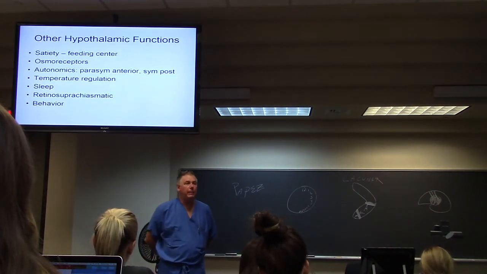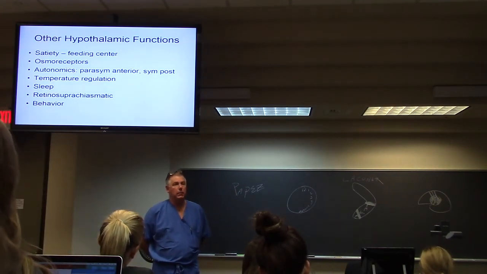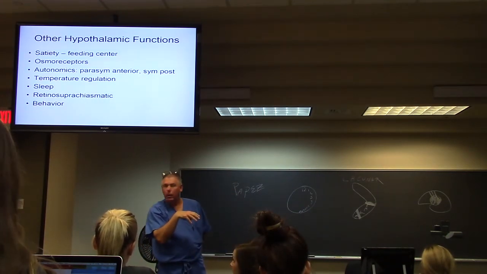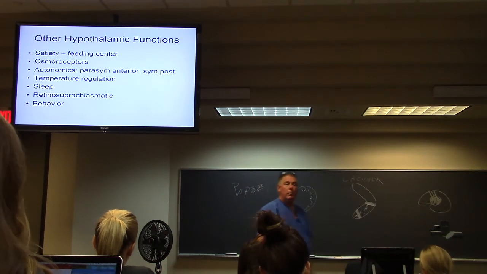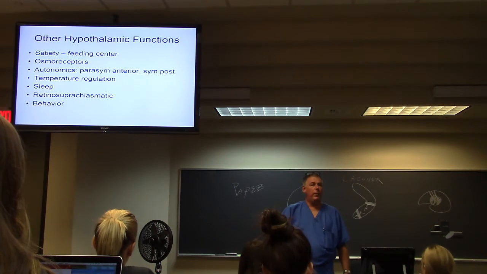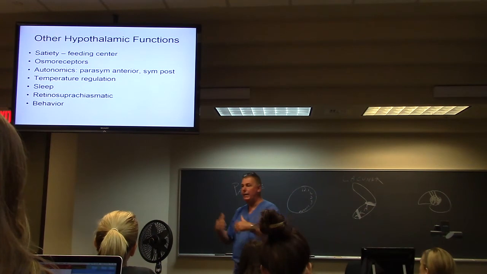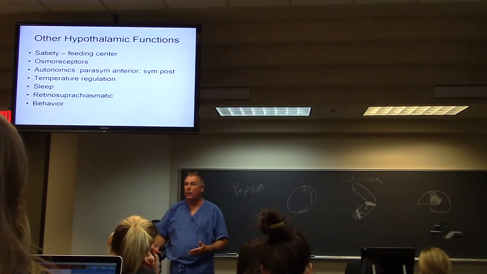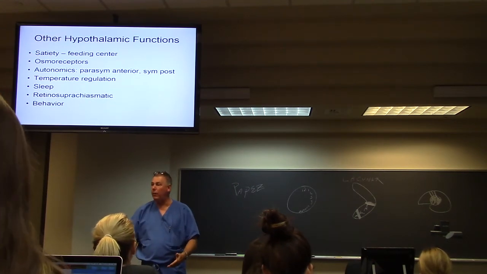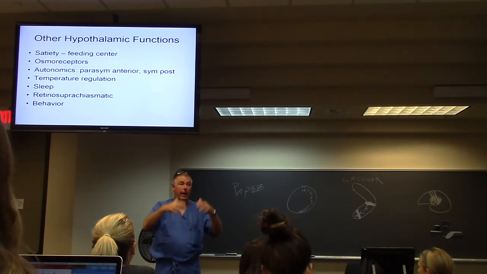Osmoreceptors are also in the hypothalamus. Why would osmoreceptors be in the hypothalamus? Right, because, did you say thirst? Yes. Well, yeah, that's good, but why is thirst involved here? Blood pressure. Because of ADH. What is ADH? It's antidiuretic. You either pee or don't pee. You pee or don't pee based on the osmolarity of your blood, which is detected in the hypothalamus.